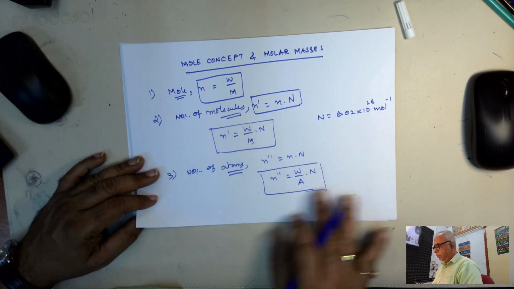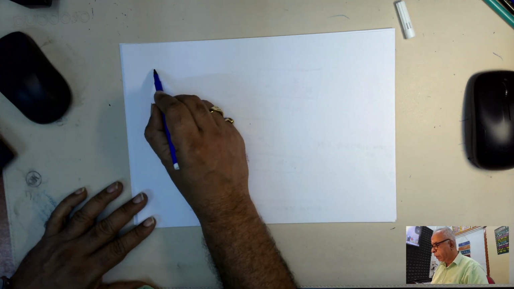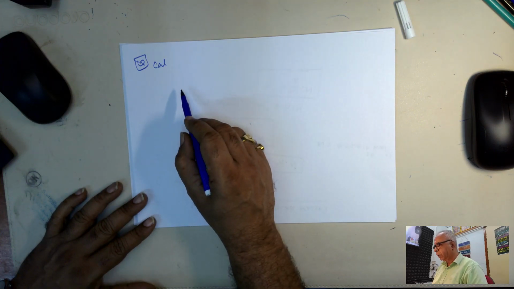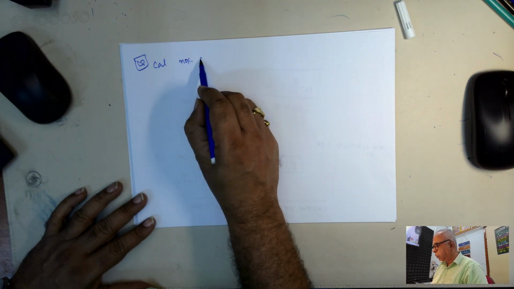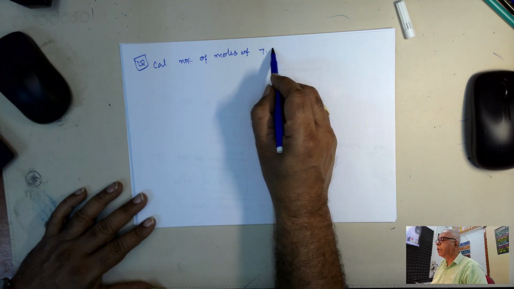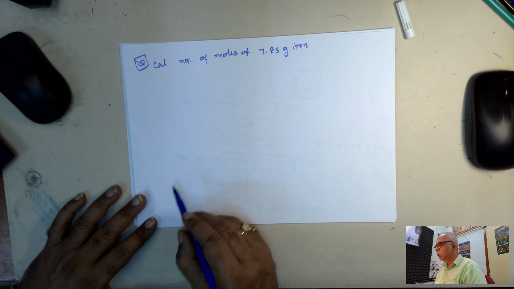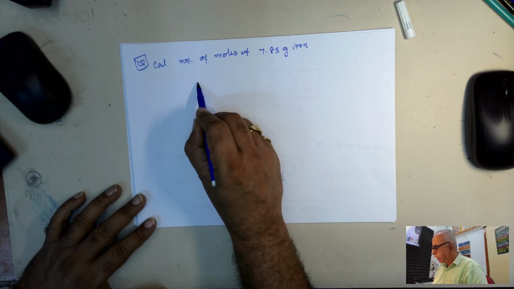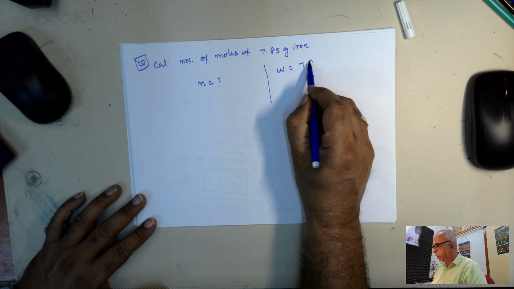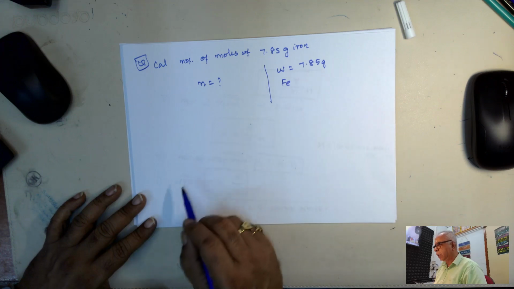So based on that, let us work out some important problems also. Take down. Calculate the number of moles of 7.85 gram iron. So the number of moles n is asked. Given weight is 7.85 gram, and the element here is Fe.